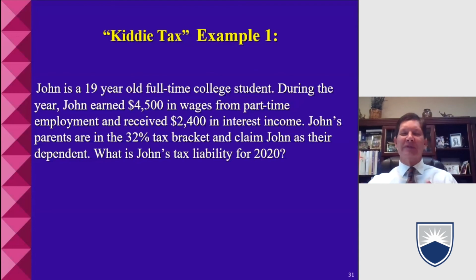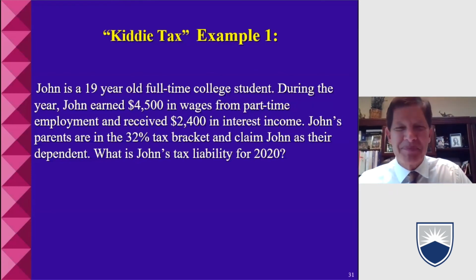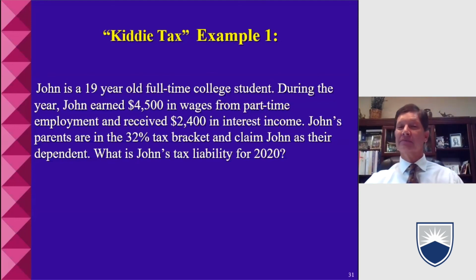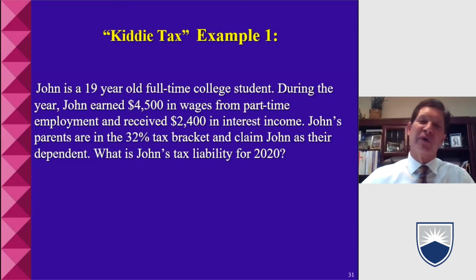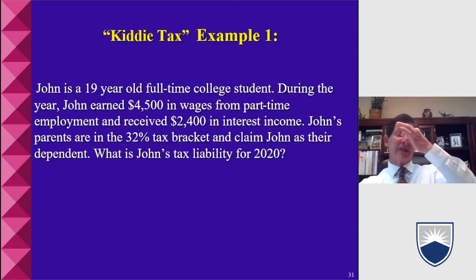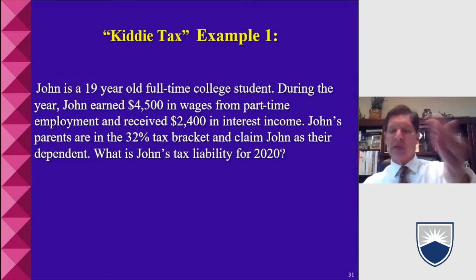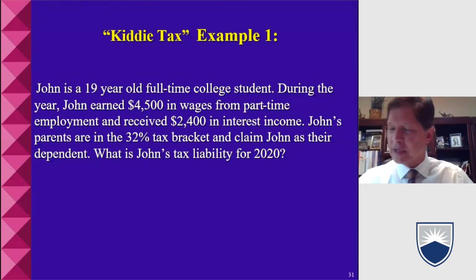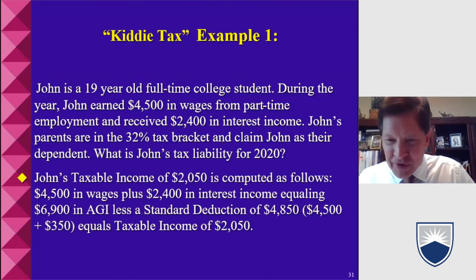I know a lot of you are ecstatic about putting pencil to paper right now. So first of all, what is John's taxable income? John has $4,500 in wages, interest income of $2,400. That's $6,900 minus a standard deduction, the greater of $1,100 or wages of $4,500 plus $350, $4,850. So John has taxable income of $2,050.